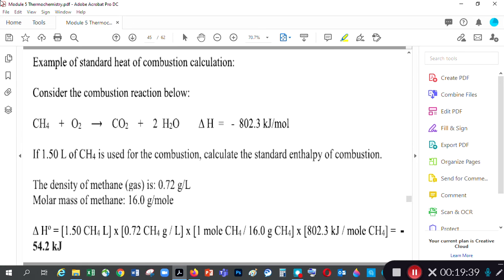So the example of standard heat of combustion calculation. Let's look at the calculations here. This is a combustion, again an exothermic reaction. Delta H is negative, and this is an exothermic reaction. If 1.5 liters of methane is used for combustion, calculate the standard enthalpy of combustion. We use 1.5 liters. We said the standard conditions are 1 atm and 1 molar, correct?